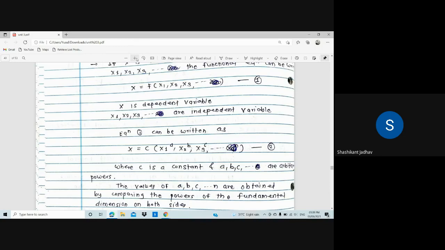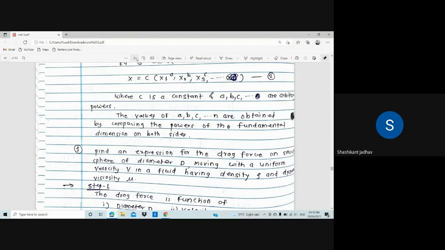Okay, and what is the meaning of C? C is nothing but a constant. And what is the meaning of a, b, c? These are arbitrary powers. So all of you write down: where C is a constant, and a, b, c are arbitrary powers.